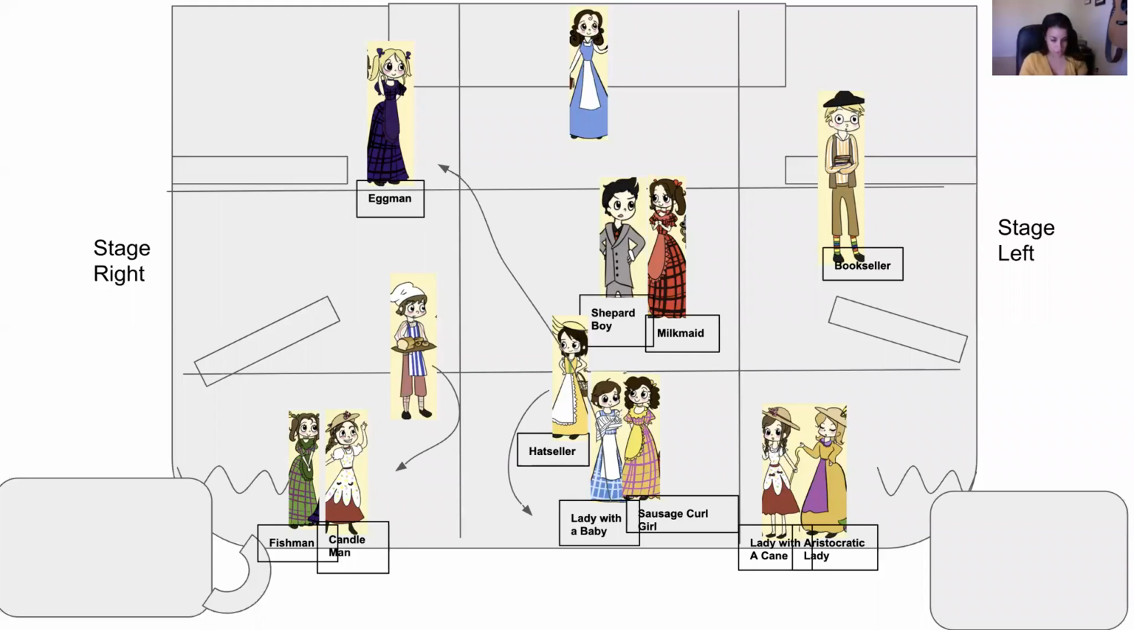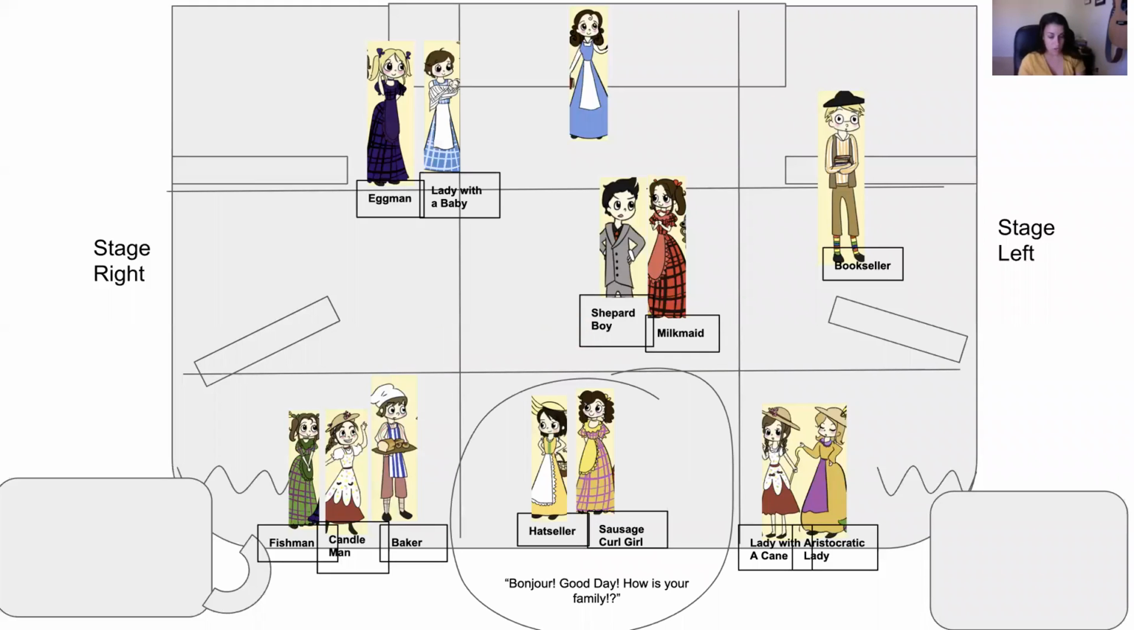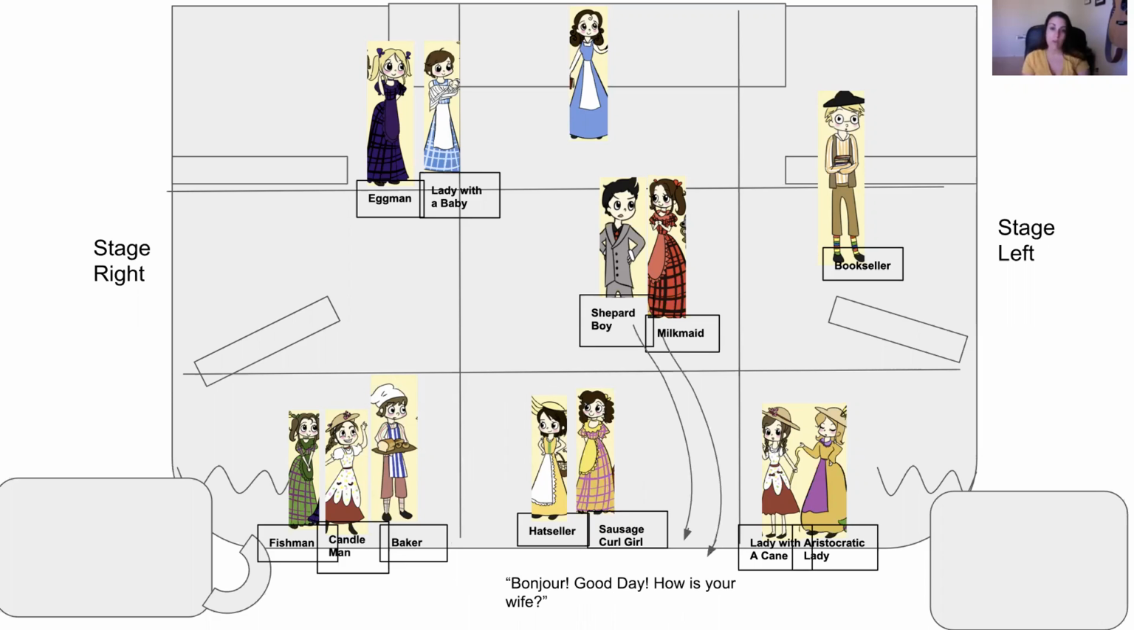Baker will join Fishman and Candleman. Lady with a Baby goes up and joins Eggman, and Hat Seller comes down center stage, because you're going to make up another duet. So we have, bonjour, good day, how is your family? That's you two, right in zone 2. Milkmaid and Shepherd Boy on, how is your family? That's your cue, Milkmaid and Shepherd Boy.